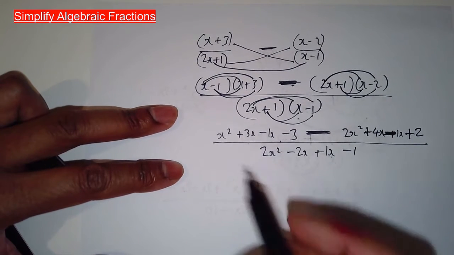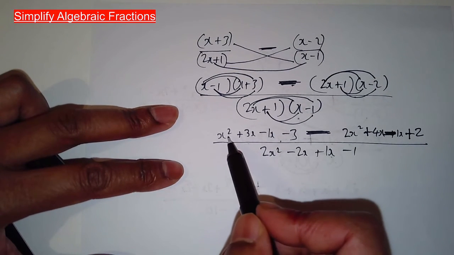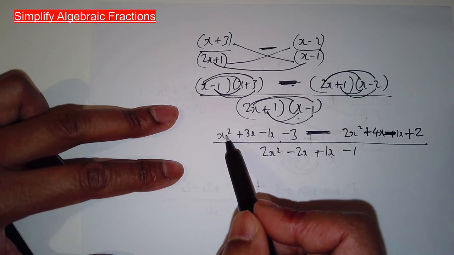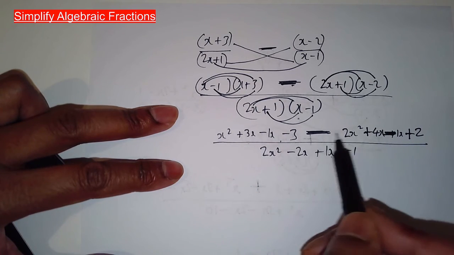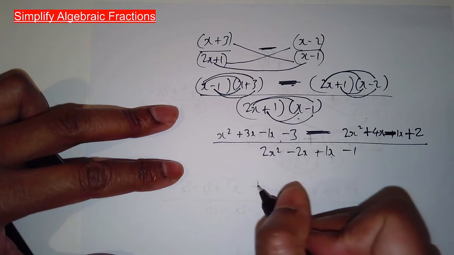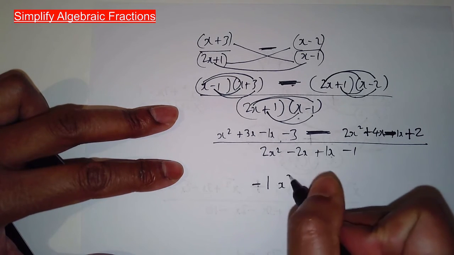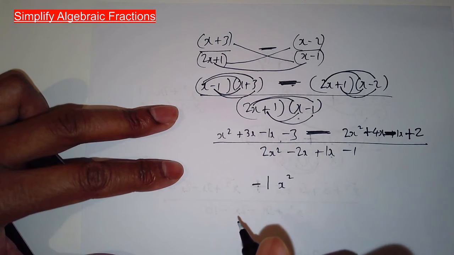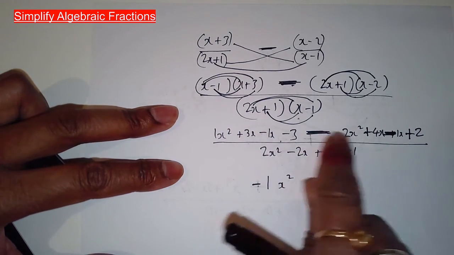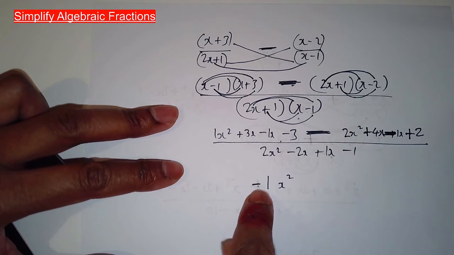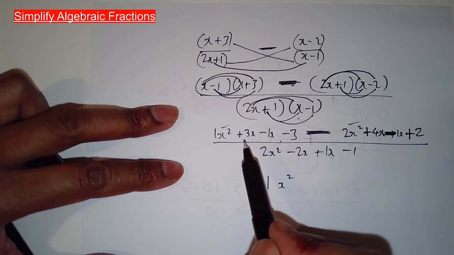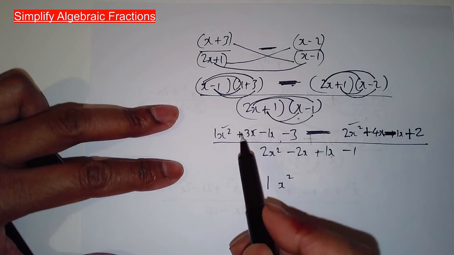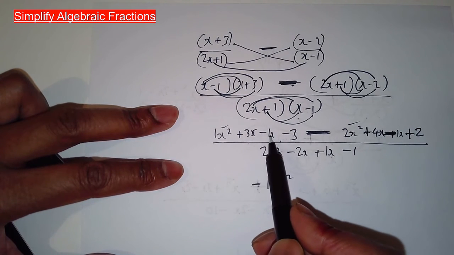Now simplify. Right, let's deal with the x squared terms. X squared take away 2x squared is minus 1 x squared. Right, 1 take away 2 is obviously minus 1, isn't it? So I've dealt with that. Let's deal with the x terms now. 3x take away 1x is 2x.